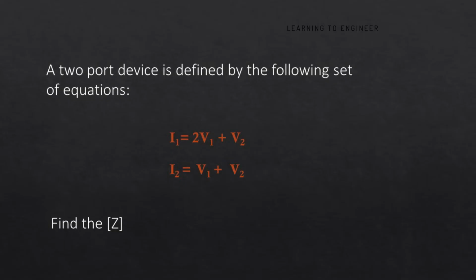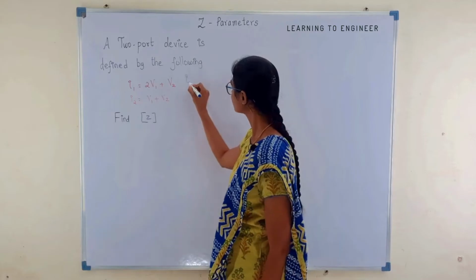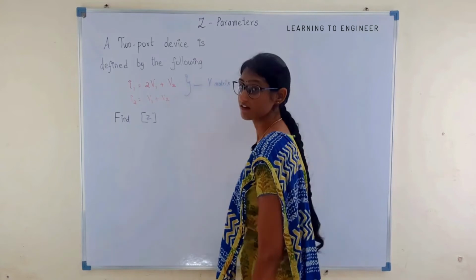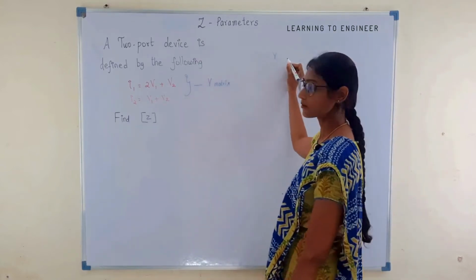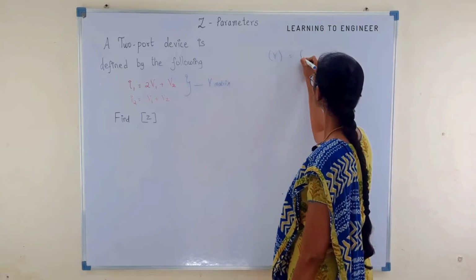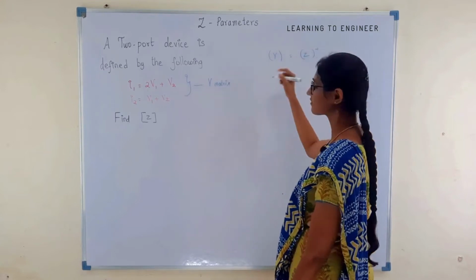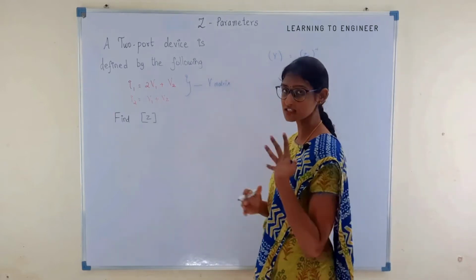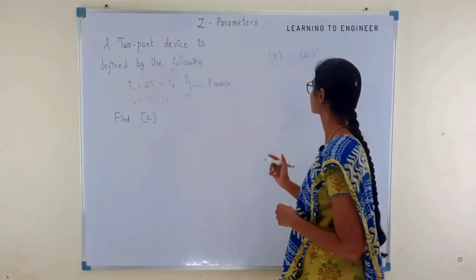The question is, a two-port device is defined by the following pair of equations. I1 is equal to 2V1 plus V2 and I2 is equal to V1 plus V2. Find the Z matrix. These are the equations for Y matrix. We all know that Y matrix is the inverse of Z matrix and vice versa. So in this, let us find out the inverse of this and hence find out the Z matrix.